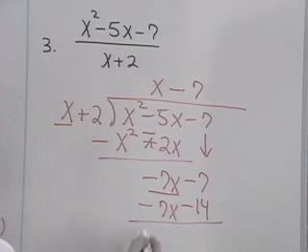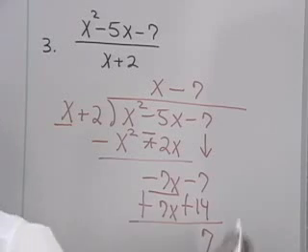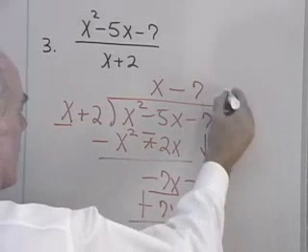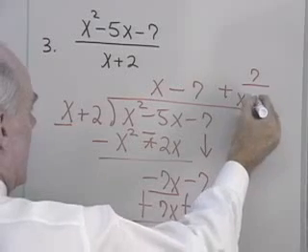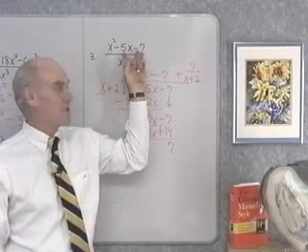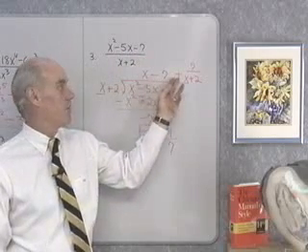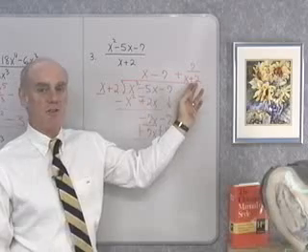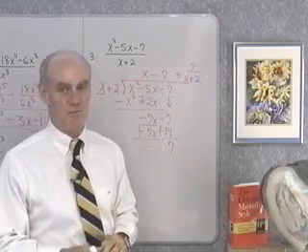Now I want to subtract, and I do that by changing the signs and adding. Negative 7 plus 14 is going to be positive 7. There's no other terms to write down, so I write this as another 7 divided by x plus 2. So x squared minus 5x minus 7 divided by x plus 2 is x minus 7 plus 7 over x plus 2. And that division process looks like this, very similar to long division with whole numbers.